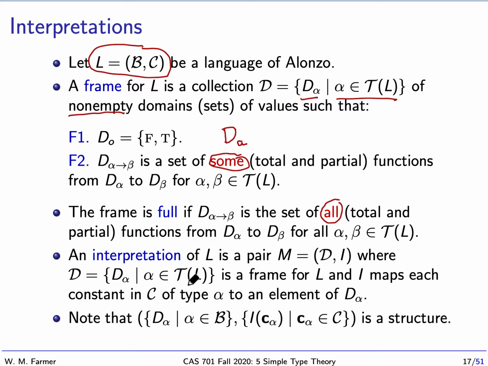Now an interpretation of L is going to be a pair where we have a frame and an interpretation function, and that function maps each constant in C of type alpha to an element of the domain for alpha. And then if we take these domains for the base types and the interpretations of our constants in C, that defines a structure.